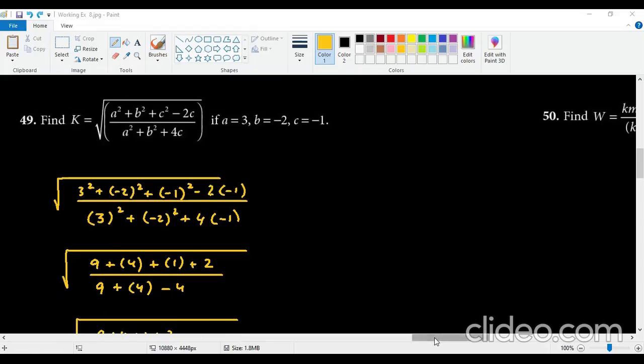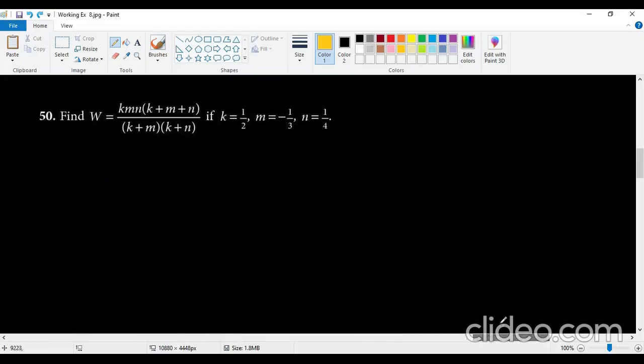Moving on to the last question of this exercise. This question I will be doing using the fractions itself instead of decimals. I have already explained how to solve these questions as decimals. Now this time for question number 50, I am going to do this one as fractions. I'll be doing this in pieces. First of all, I'll find out the value of kmn. Then I'll find out the value of k plus m plus n, and then the value of k plus m. Then I will find out the value of kmn, and in the last stage I'll be dividing the numerator by the denominator. Let's see how it begins.